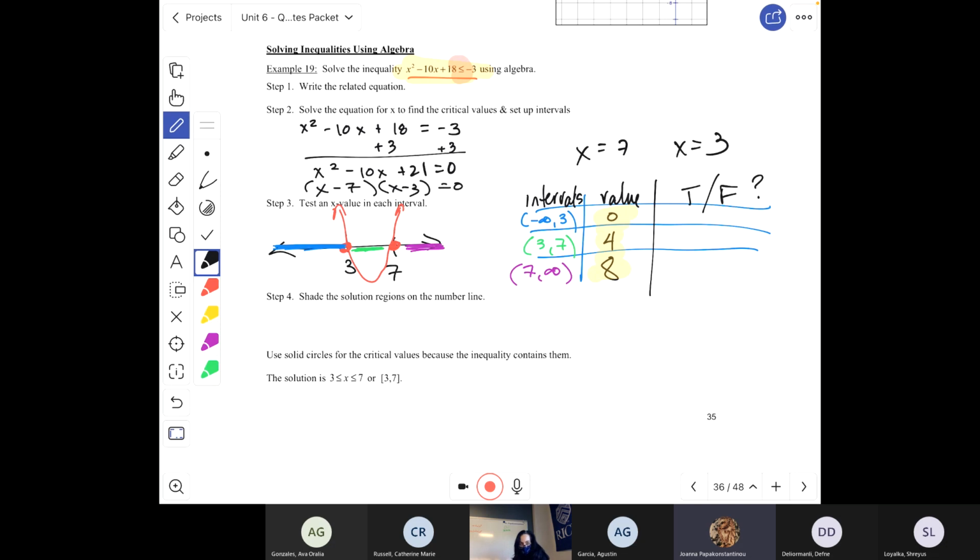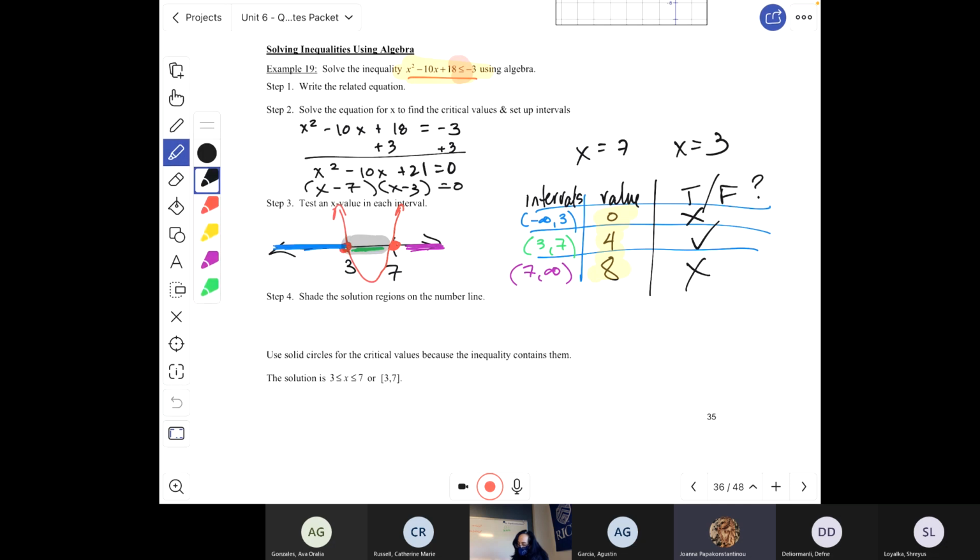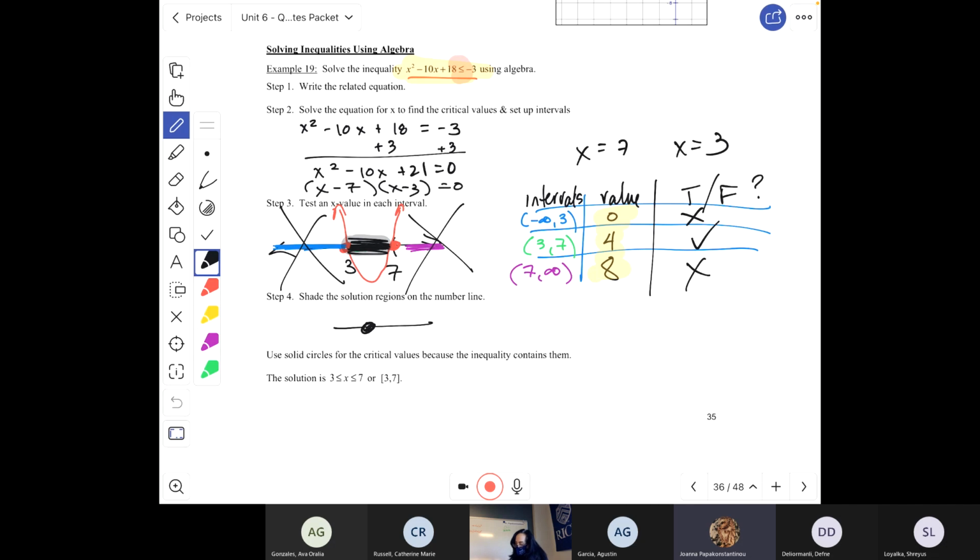Does 0 yield a true or a false statement? False. What about 4? That interval is true. What about 8? That interval that contains 8 is false. So that means my solution set is here only. Okay? So that means I would have shaded inside. This is not true. That is not true. So the solution on the number line is including 3 up to and including 7, right? Because it was a solid boundary line.